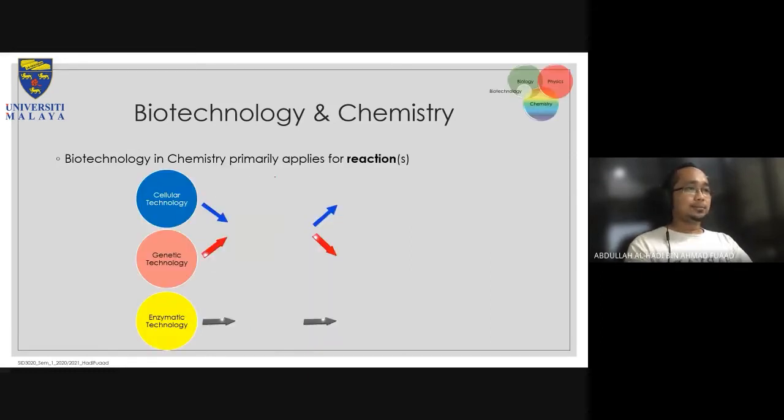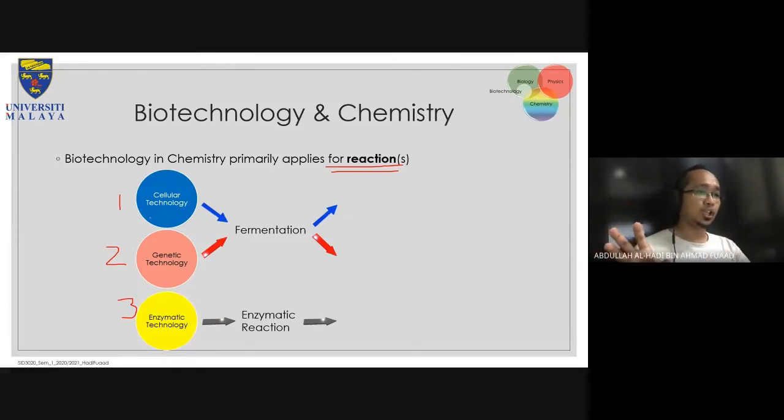Okay, so the process that is involved in biotechnology and chemistry, if you were to extract out all these three main diversity that we've talked about, the first one is cellular technology, and then genetic technology and enzymatic technology. Normally you will see a relationship between cellular technology and genetic technology, and enzymatic technology normally stands on its own. So cellular technology and genetic technology is normally related to fermentation.